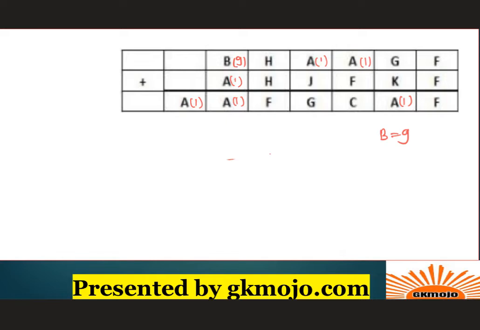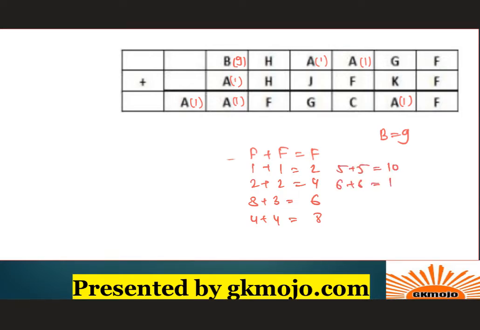Next thing that you should observe is F. What is given over here is F plus F is equal to F. We'll try everything. 1 plus 1 is 2, 2 plus 2 is 4, 3 plus 3 is 6, 4 plus 4 is 8, 5 plus 5 is 10, 6 plus 6 is 12, 7 plus 7 is 14, 8 plus 8 is 16, 9 plus 9 is 18. So we are left with only 0 plus 0, which gives 0, and this is your F. So your F is 0.